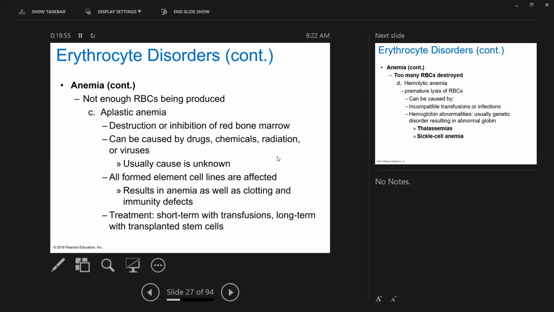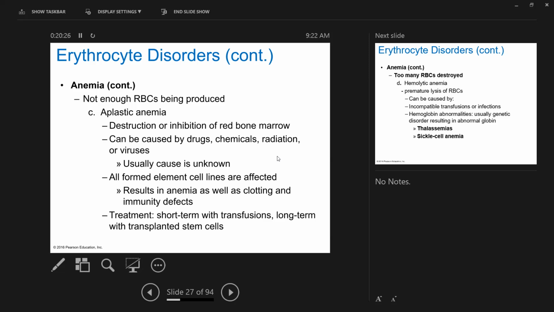Now, another type of problem where we're not making enough red cells. The first problem was we didn't have vitamin B12, because we didn't have intrinsic factor, pernicious anemia. Now we had not enough EPO being produced. Here we have the bone marrow has been damaged or destroyed. We don't know why it could occur.